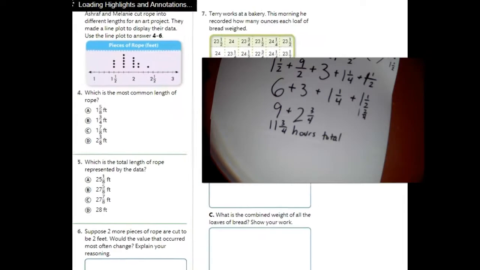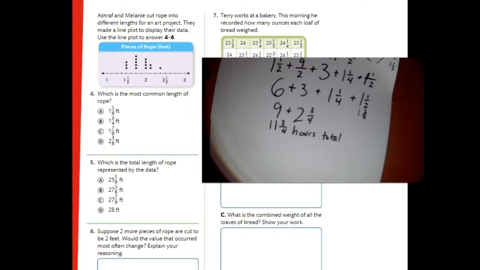Let's move on. We're now on page 2, which I guess is page 450, with question number 4. It says, Ashraf and Melanie cut the rope into different lengths for an art project. They made a line plot to display their data. So we're going to use this information for numbers 4, 5, and 6. So make sure you're using the right data as you're looking at it.